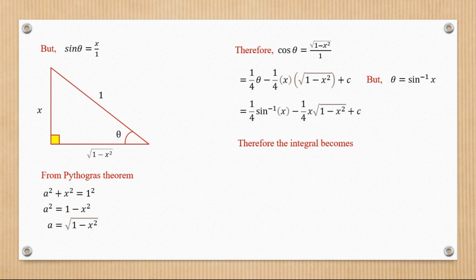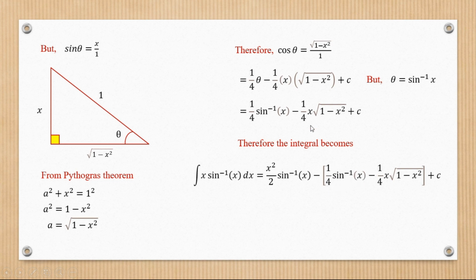So now remember, we have to go back to the initial full integral. So the initial integral, integral of x sine inverse of x dx, shall be equal to x squared over 2 sine inverse of x minus, in bracket, a quarter sine inverse of x. So we have to put this in bracket to be careful because there is a negative sign right there. So if we open the brackets, we'll have this. So this becomes a minus and this becomes a positive.